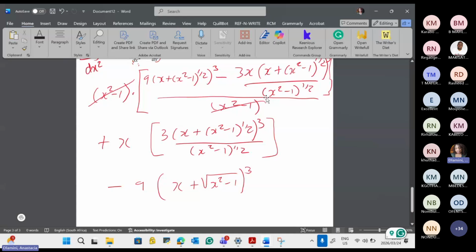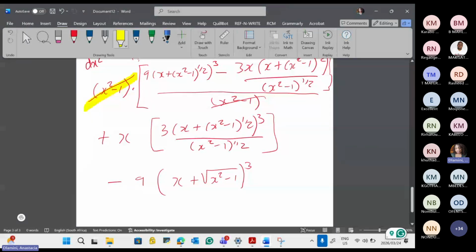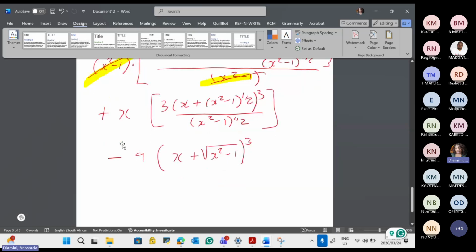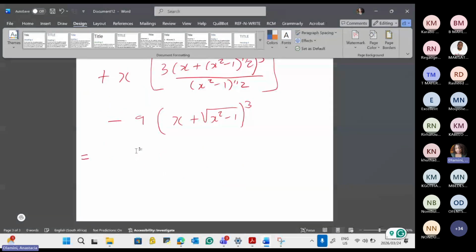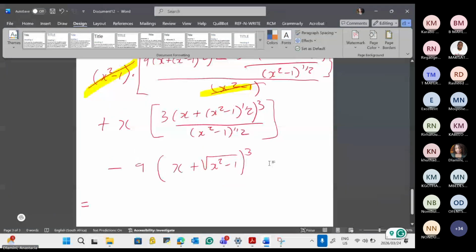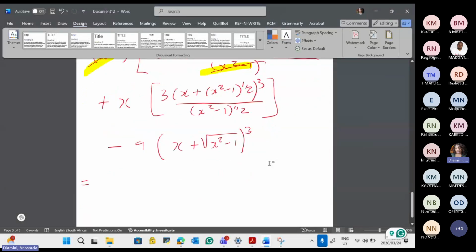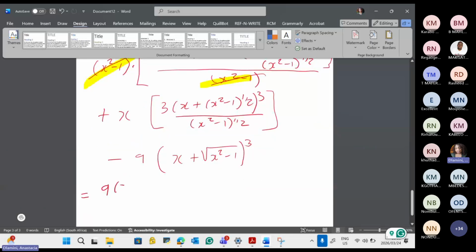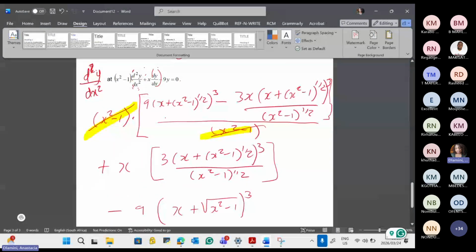Okay, so now let's look at this. We agree that this cancels this, right? This cancels that, right? That's the first part. So then we're left with 9 times (x plus the square root of x squared minus 1) to the power of 3. Right? We're left with that, isn't it?